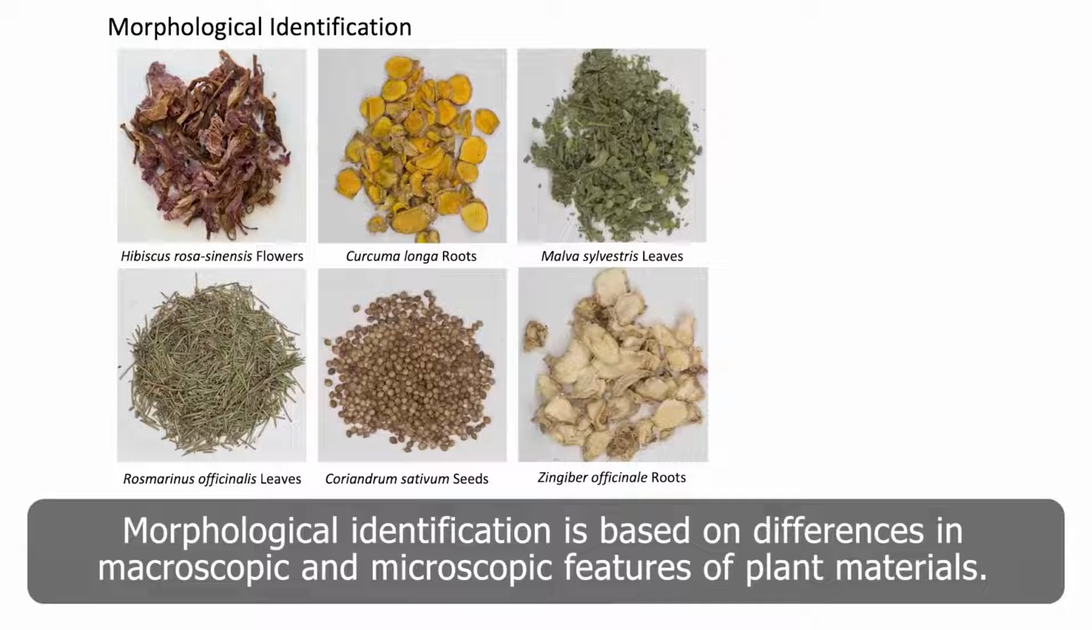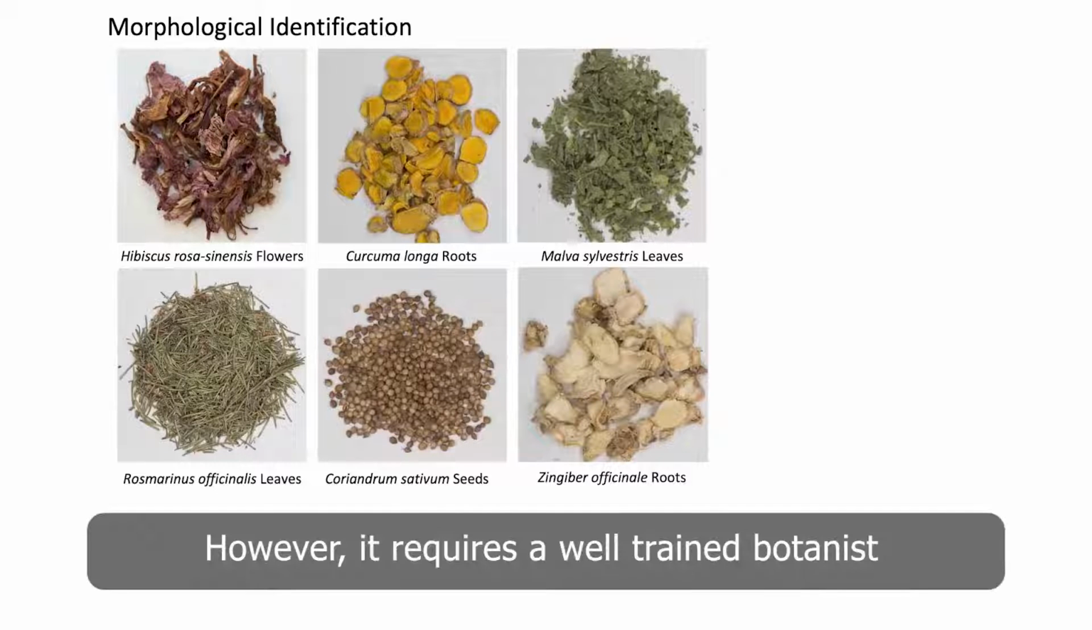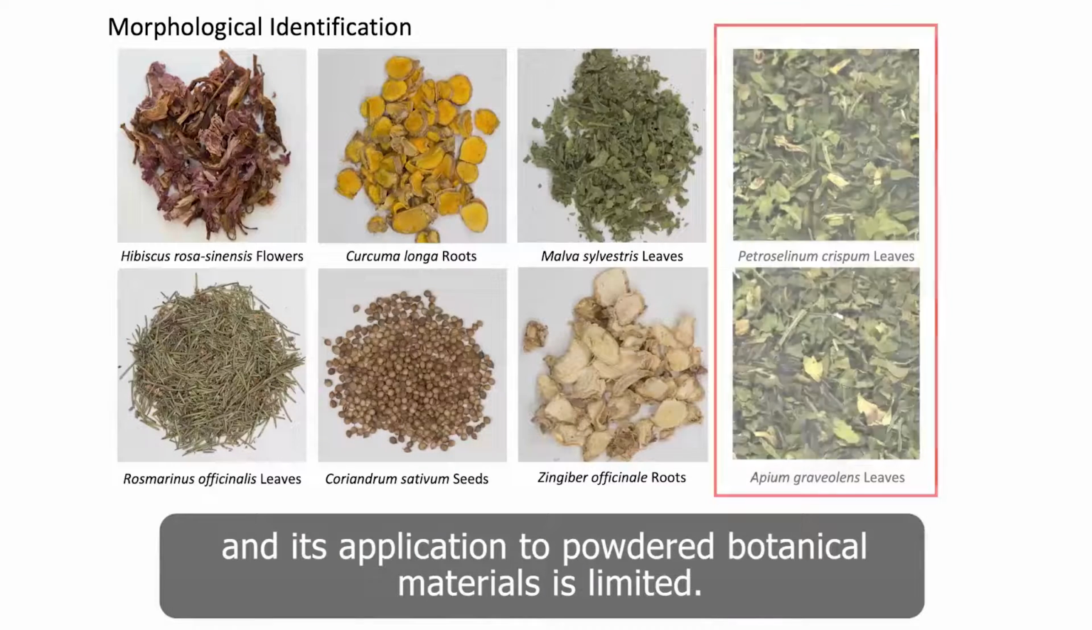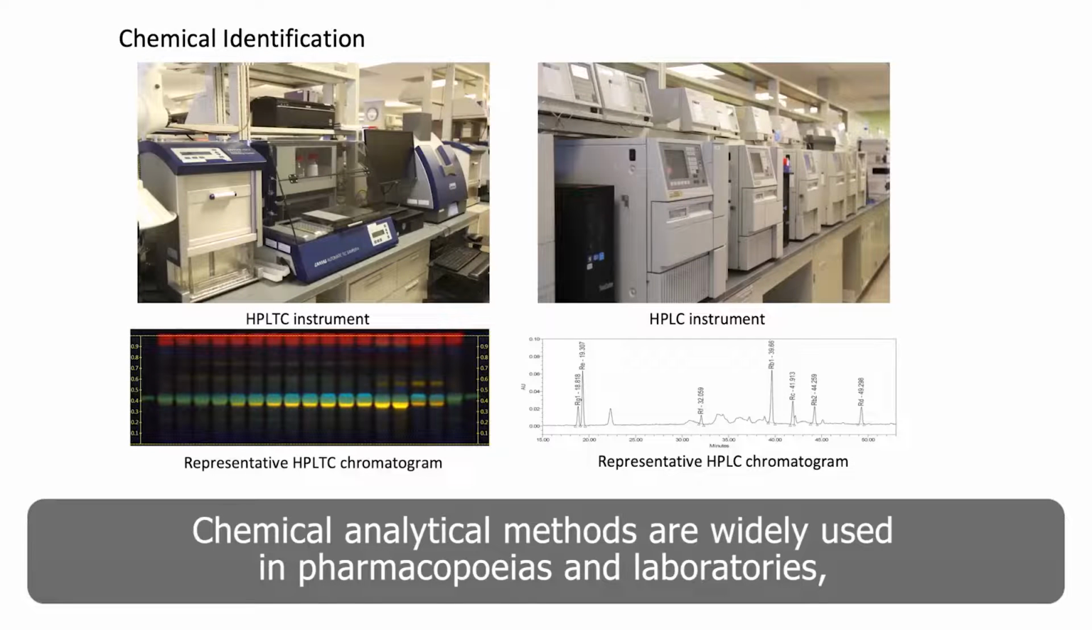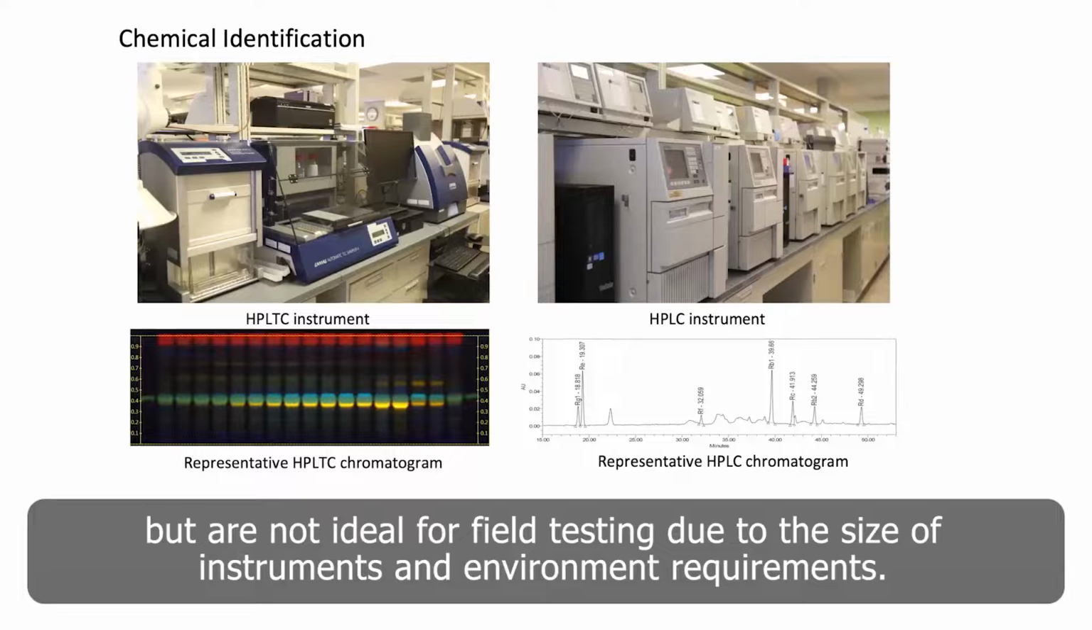Morphological identification is based on differences in macroscopic and microscopic features of plant materials. However, it requires a well-trained botanist, and its application to powdered botanical materials is limited. Chemical analytical methods are widely used in pharmacopoeias and laboratories, but are not ideal for field testing due to the size of instruments and environment requirements.